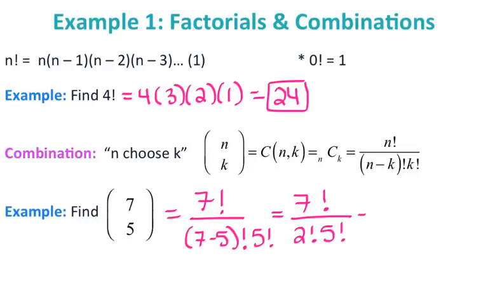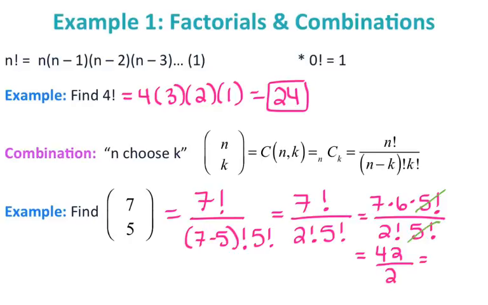Now 7 factorial, I'm going to go ahead and expand a little bit. That's 7 times 6 times 5 factorial. If you'll notice, I stopped at 5 factorial, and the reason why I did that was because these 5 factorials are going to cancel. So that just leaves me with 7 times 6, which is 42, over 2 factorial, which is 2 times 1, so 42 over 2, which is 21.